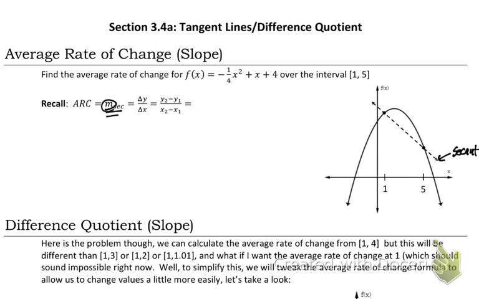Reminder that m stands for slope. Slope is just change in y over change in x. That's why I have that delta y over delta x. Remember, all of these mean the exact same thing. Change in y is y sub 2 minus y sub 1. Our change in x is our x sub 2 minus x sub 1.